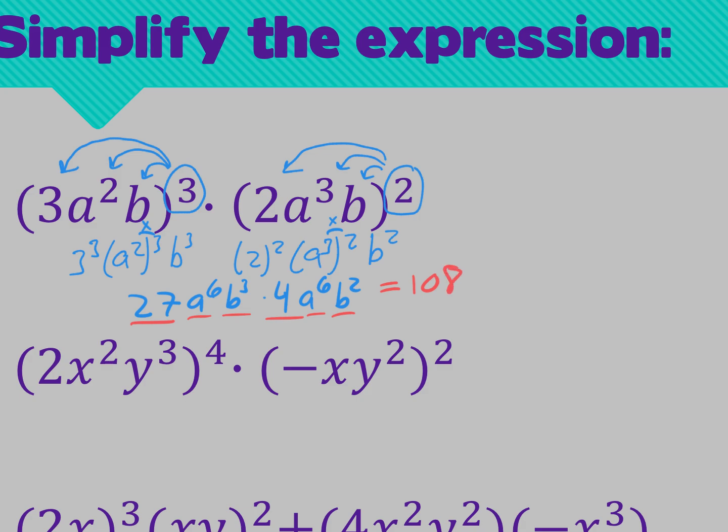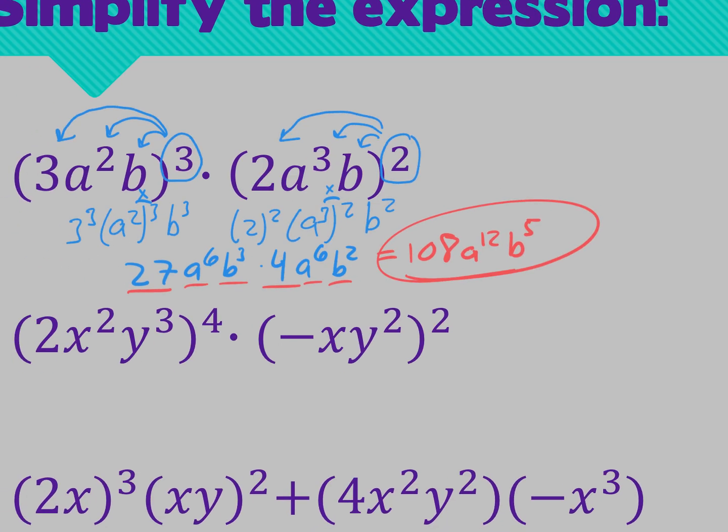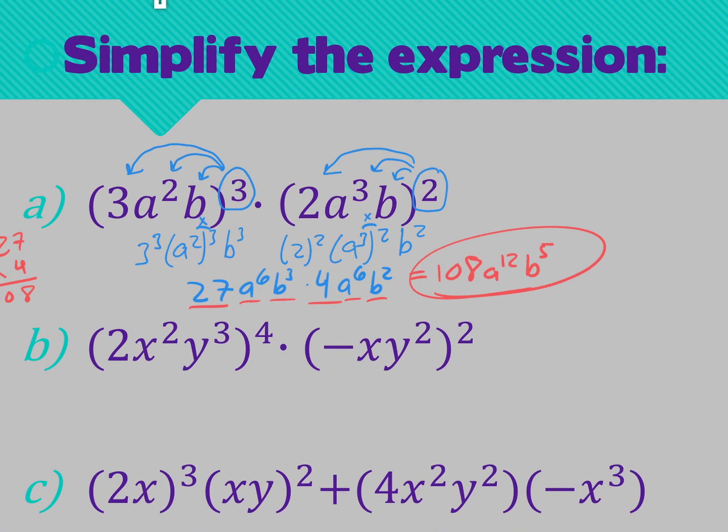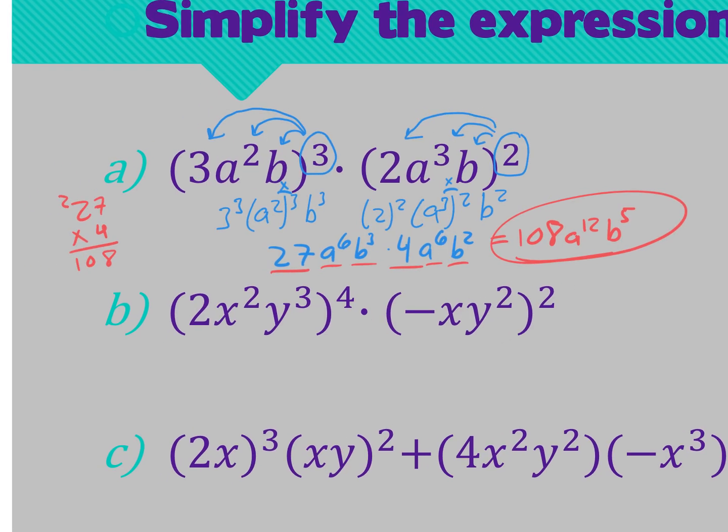A to the 6 times a to the 6, multiplying with the same base, you add your exponents, it's going to be a to the 12th. B to the third times b to the second, again, add your exponents, it's going to be b to the 5th. All right, so we got a nice condensed answer, but again, the original expression was pretty lengthy, just do it one step at a time. Same exact thing with example B.